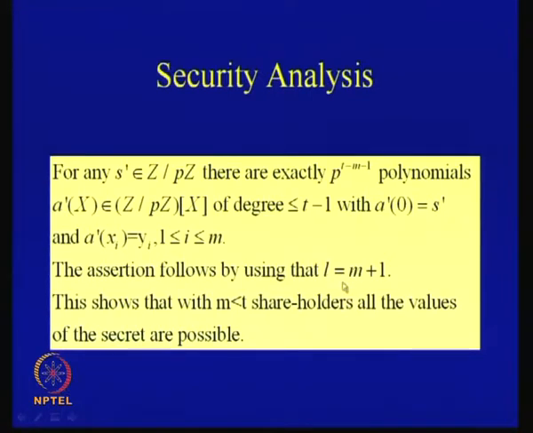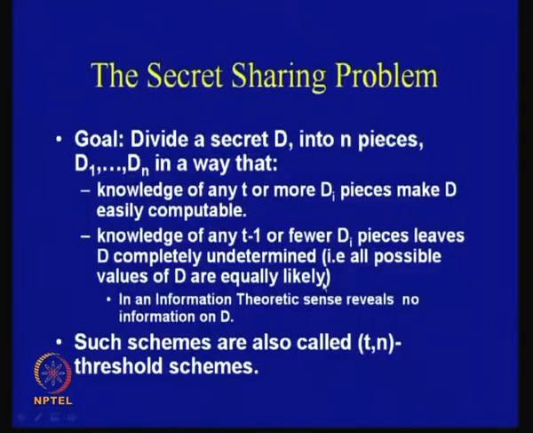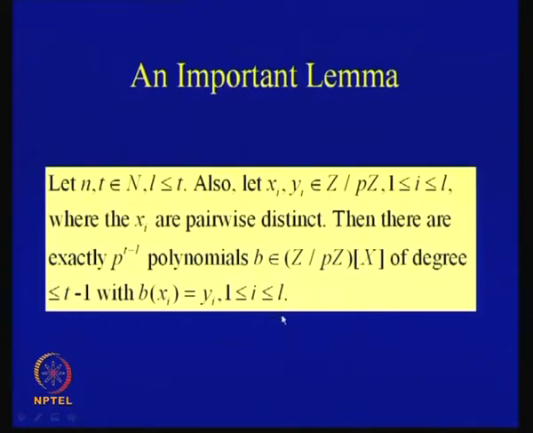So, if you plug in L equal to m plus 1, and you know that lemma 1 says that there are p to the power of t minus L such polynomials, that means there are p to the power of t minus m minus 1 polynomials which are possible. So, what did the first lemma say? The first lemma said that there are exactly p to the power of t minus L polynomials, where all these values are satisfied for all these L values.